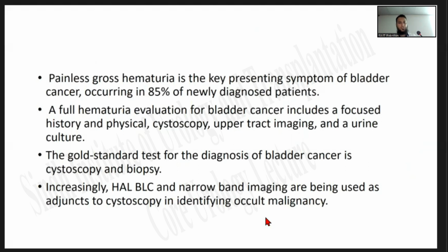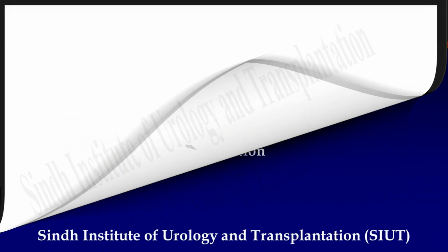A full hematuria evaluation for bladder cancer includes a focused history and physical, cystoscopy, upper tract imaging, and urine culture. The gold standard test for the diagnosis of bladder cancer is cystoscopy and biopsy. Hexaminolevulinate, blue light cystoscopy, and narrow band imaging are being used as adjuncts to cystoscopy to identify occult malignancy. Thank you.